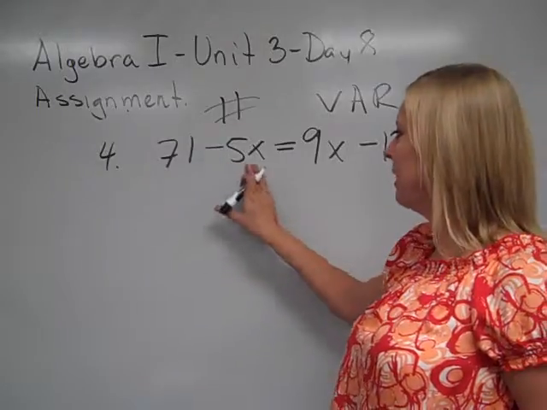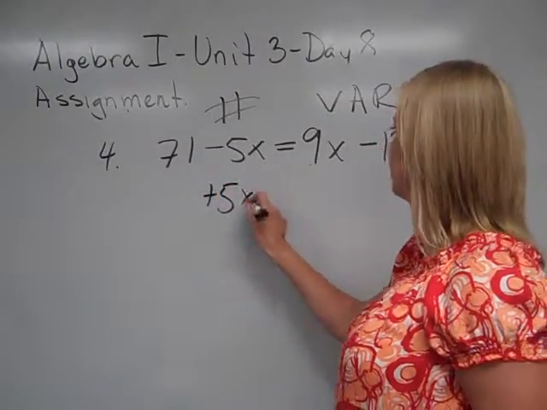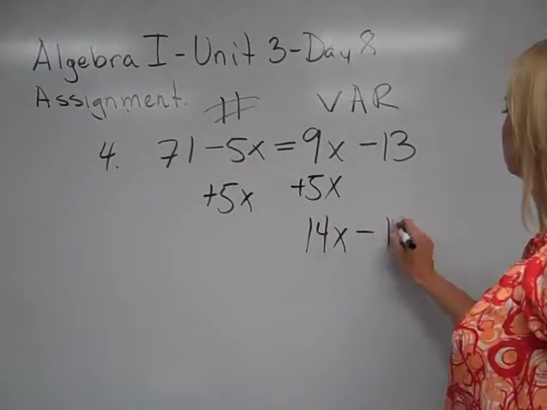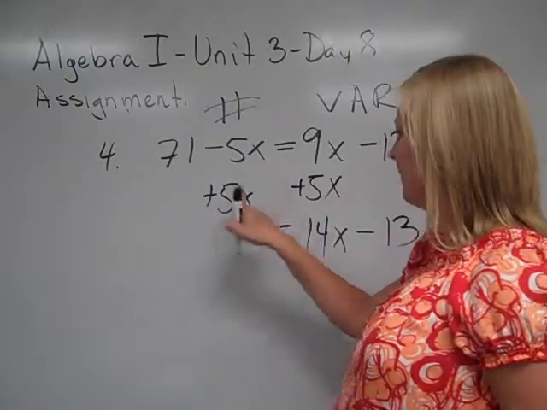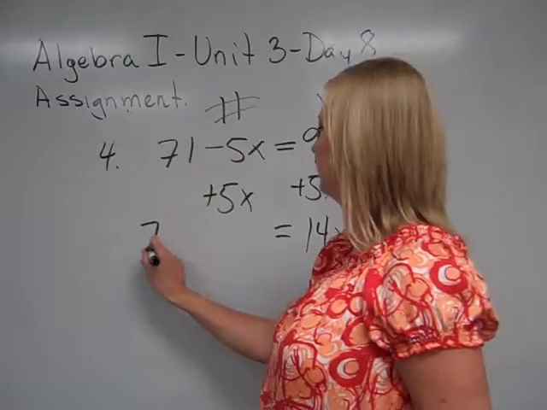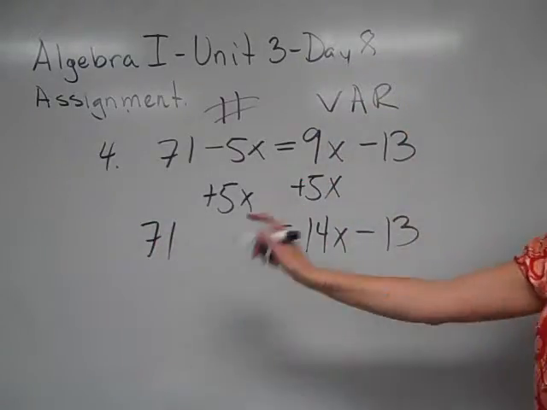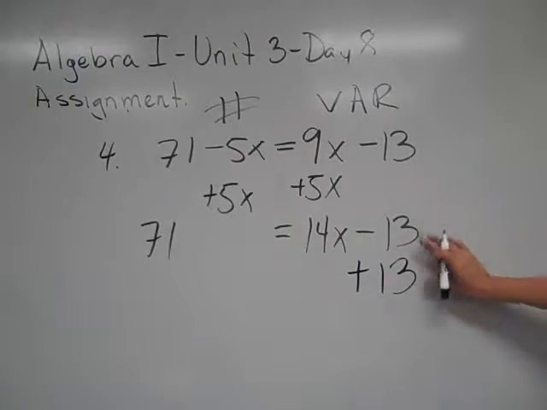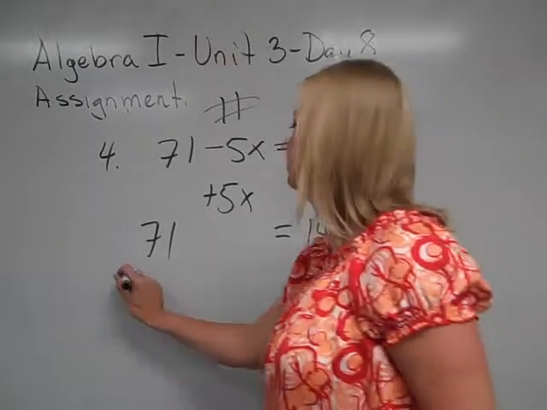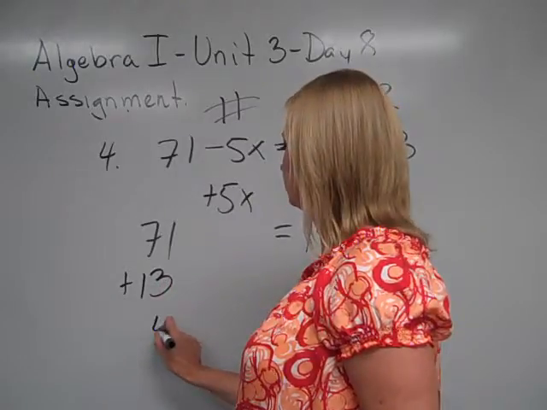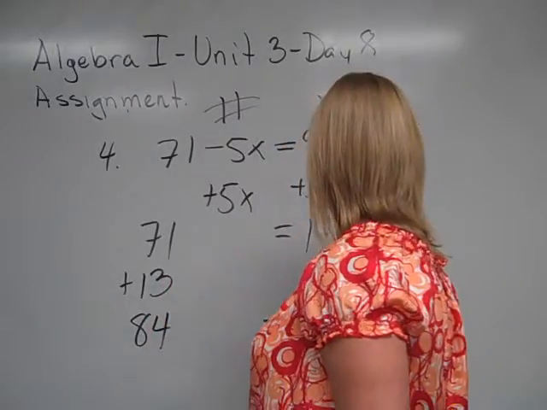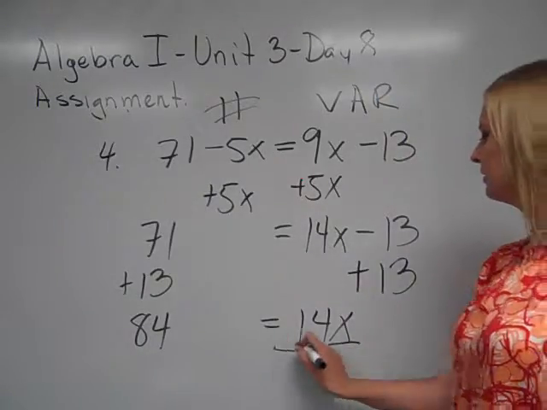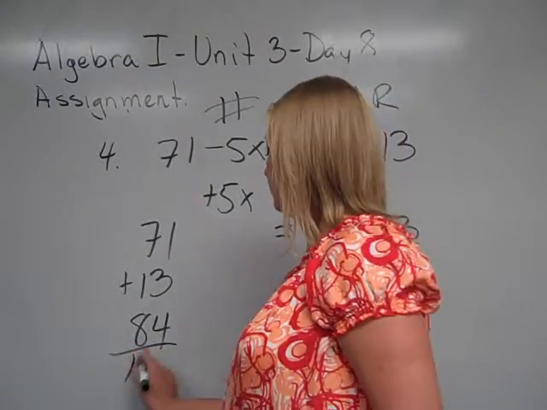The opposite of minus 5x is plus 5x. Minus 5x plus 5x is 0. So then all of our numbers go to the other side by adding the opposite. Minus 13 plus 13 is 0. I want to know what 1x is, not 14x is, so I divide both sides by 14.